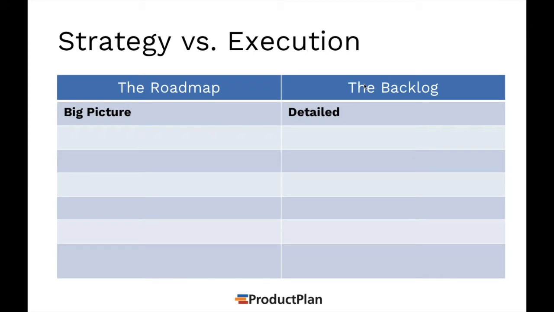Let me go into a little more detail about the roadmap versus the backlog. As I mentioned, the roadmap is the big picture, those big initiatives that you have planned. And the backlog is very, very detailed. For every initiative on your roadmap, you might have potentially dozens of items represented in the backlog.